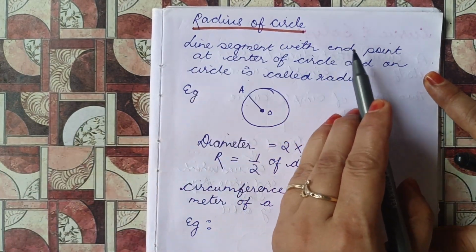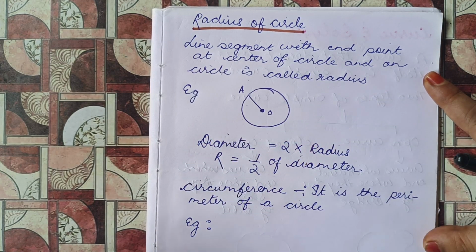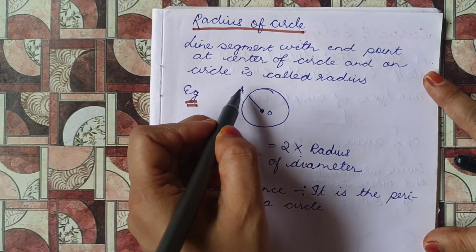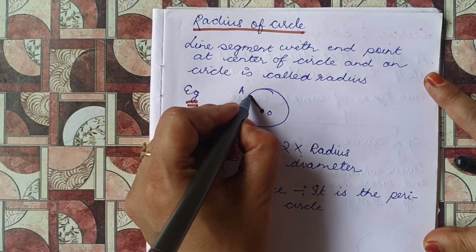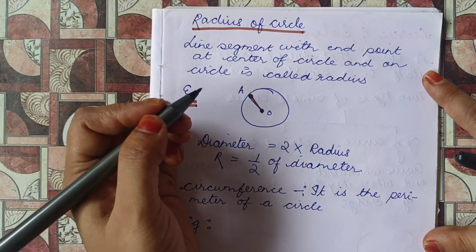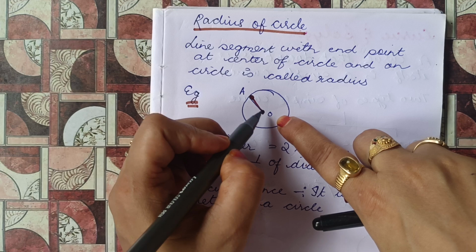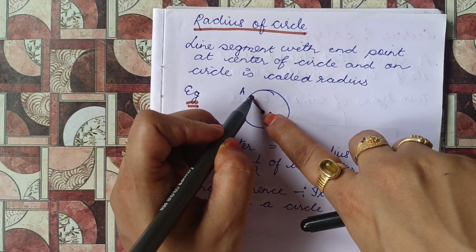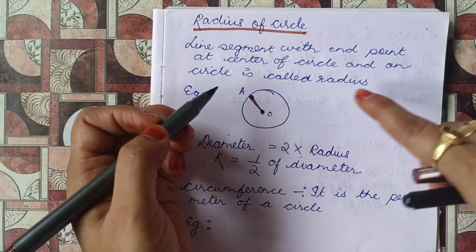A line segment with endpoints at the center of the circle and on the circle is called the radius. See, in this example, we see that this is a circle with center O. So this line which starts from the center of the circle and touches the edge of the circle is known as the radius. It is a line segment which has one endpoint at the center of the circle and the other on the circle itself. So this is known as the radius.